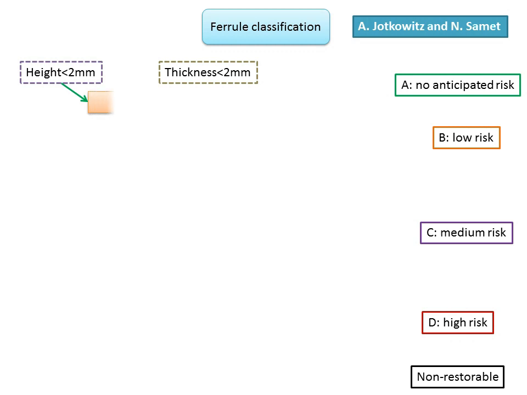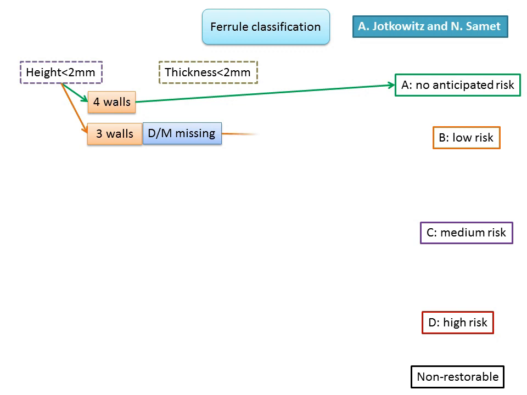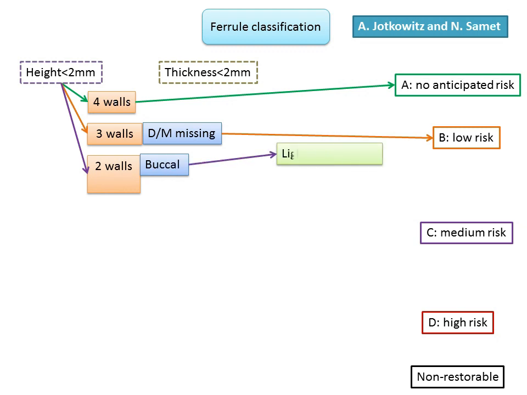Category A, where there is no anticipated risk involved: sound dentine walls remaining all around the tooth with height greater than 2 millimeters and with a minimum thickness of 1 millimeter. Such teeth do not present an anticipated risk for structural or mechanical failure. Category B involves low risk. They are compromised or have no ferrule present on either proximal surface that is less than 2 millimeters in height and/or 1 millimeter in thickness, or 2 compromised proximal walls on a tooth that undergoes light lateral loads. Such teeth present low risk for structural or mechanical failure.